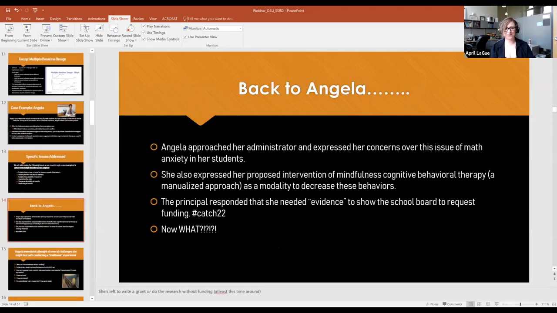So let's get back to Angela. This is real life. She approached her administrator, her supervisor, and expressed her concerns over the issue of math anxiety. Hey, supervisor, I have these students, and this is what I think is going on after having conversations. She expressed that she wanted to propose this intervention. The principal responded, you need evidence. You need evidence to show the board to request funding. So why do I put Catch-22 there? This is often a problem that researchers run into.